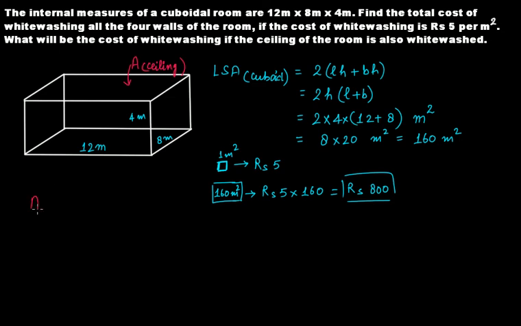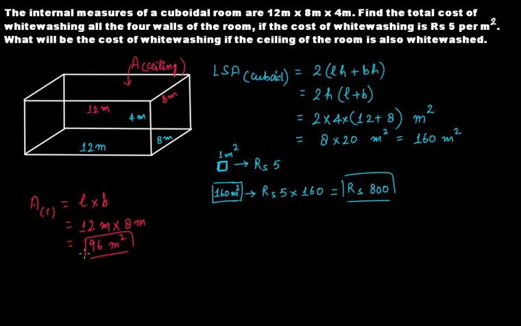So the area of a rectangular face is given by length multiplied by breadth. What's the length in this case? That is 12 meter. What's the breadth in this case? That is 8 meter. Now length is 12 meter multiplied by breadth is 8 meter. It means that it is 96 meter squared. So 96 meter squared is the area of the ceiling.